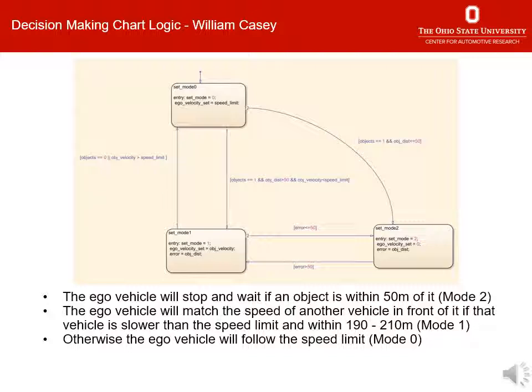There are 3 states for the collision avoidance system. State 0 has the vehicle follow the speed limit when there are no obstacles detected. State 1 has the vehicle match the speed of a slower moving vehicle in front of it. And State 2 has the Ego vehicle stop if an object has gotten too close.